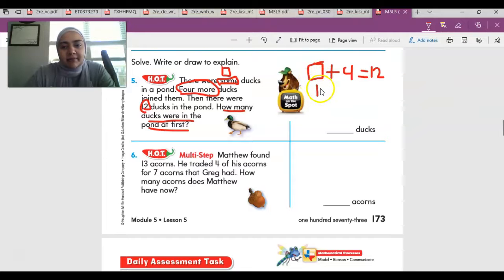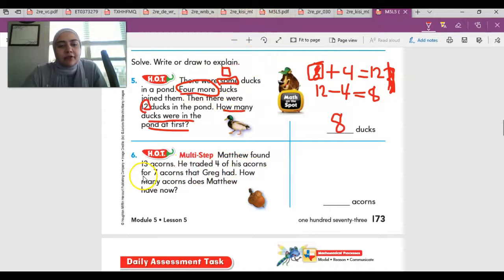Isn't this a fact family? Can't we do the opposite of addition, which is subtraction? 12 take away 4 is what? Eight. Very good. 8. So 8 plus 4 is 8, 9, 10, 11, 12. Good job. 12. So how many ducks were at the pond to begin with? 8. Excellent job. You have to write this down, guys. You have to write this down. Okay? You have to show your strategies.